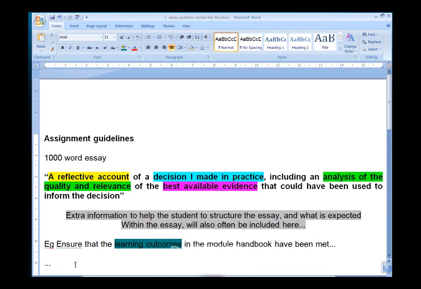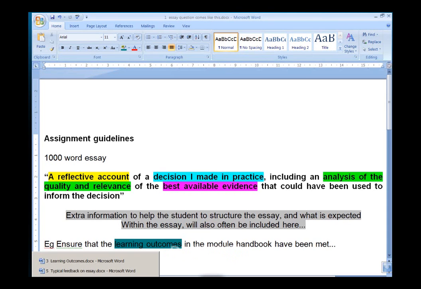The first thing we've got here is the essay guidelines from a module handbook, and it's colour-coded with our decoding already to help the student to understand what they're actually getting at. You can see here in grey that it says that there will be extra information to help the student to structure the essay, but this is just something I've created for this demonstration today. One of the things that it will suggest is ensuring that the learning outcomes in the module handbook have been met. So it implies that you need to look at the learning outcomes as well.